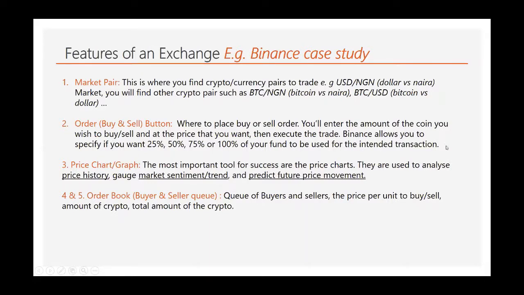Now, Binance allows you to specify if you want 25%, 50%, 70%, or 100% of your fund to be used for that particular transaction. I'm going to explain that later, but just keep it at the back of your mind that we have number one, a market pair. Number two, you have an order button. That order button is also a buy and sell button. And number three, you have the price chart.